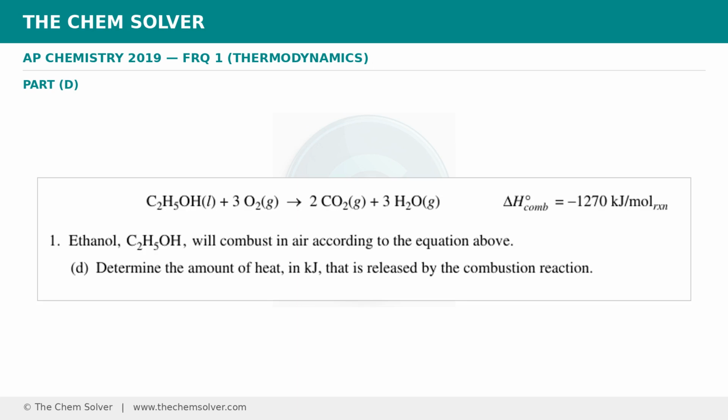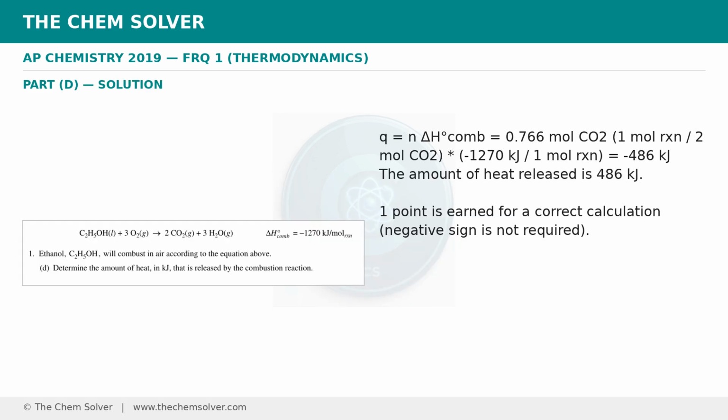D. Determine the amount of heat, in kilojoules, that is released by the combustion reaction. q = nΔH°comb = 0.766 moles CO2 × 1 mole rxn/2 moles CO2 × (−1,270 kilojoules/1 mole rxn) = −486 kilojoules. The amount of heat released is 486 kilojoules. 1 point is earned for a correct calculation. Negative sign is not required.